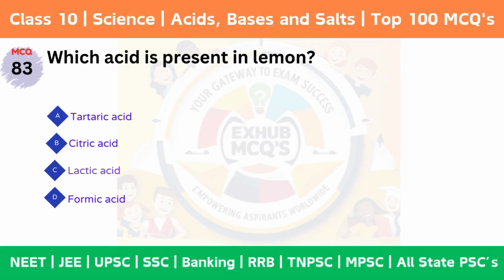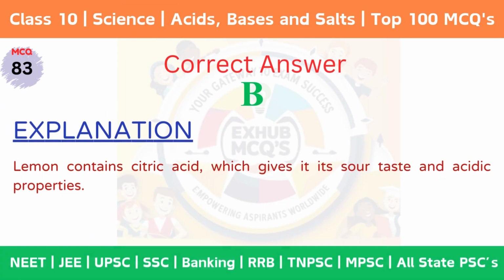MCQ 83. Which acid is present in lemons? Option A, tartaric acid. Option B, citric acid. Option C, lactic acid. Option D, formic acid. The correct answer is option B, citric acid. Explanation. Lemons contain citric acid, a weak organic acid that gives them their sour taste. It is widely used in the food and beverage industry.